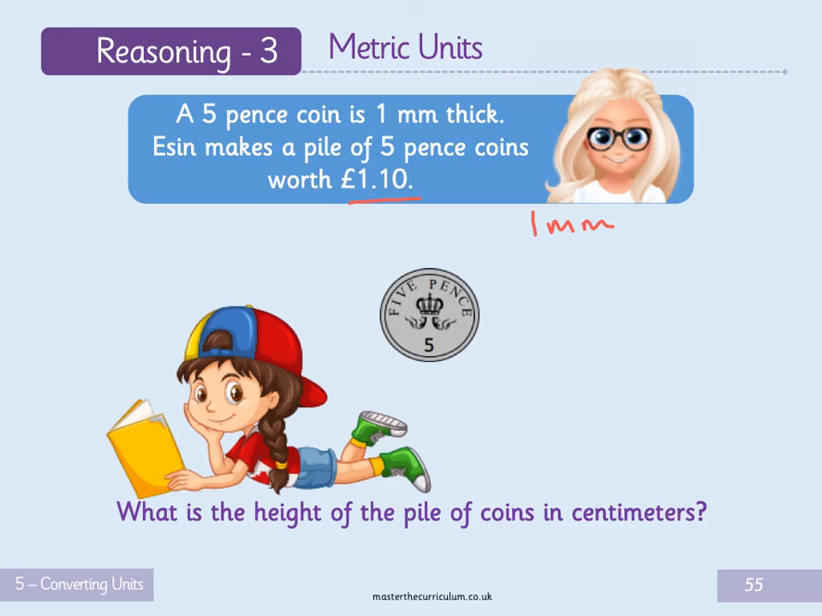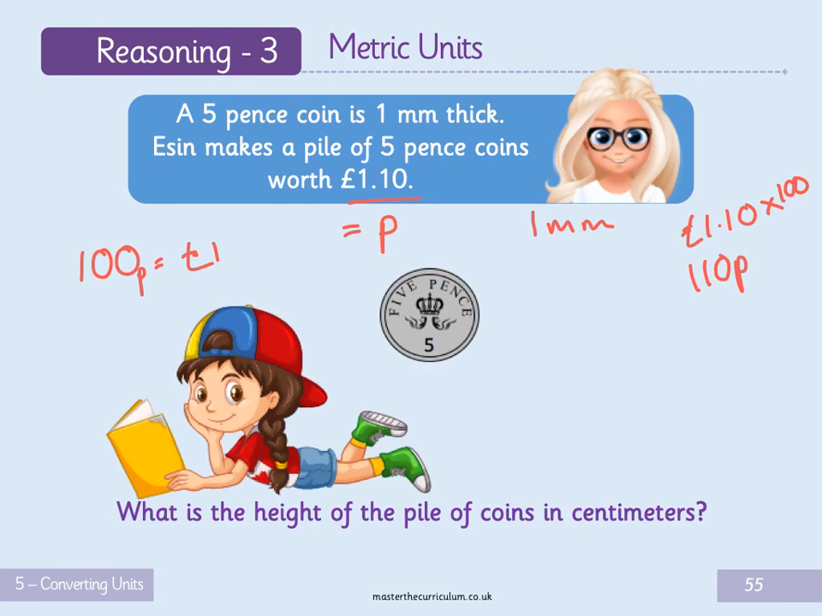£1.10. First of all, I'm going to change that into pence. Okay, now I know that there are 100 pence in £1. Okay, so I'm going to times 1.10 by 100. Each digit moves 2 places to the left, so I'll get 110 pence.